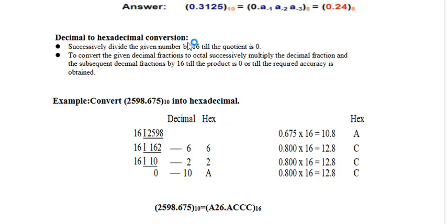If it is an integer, we have to divide by the base of its particular number system. If it is a fractional part, we have to do multiplication by its particular base. If it is a mixed number, we have to split what is the integer number and what is the fractional number, and do them separately.